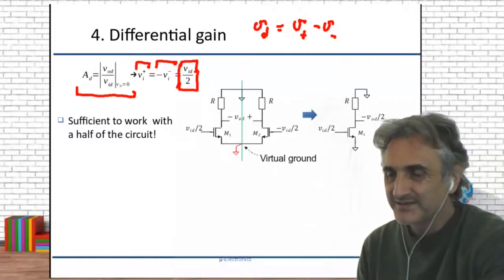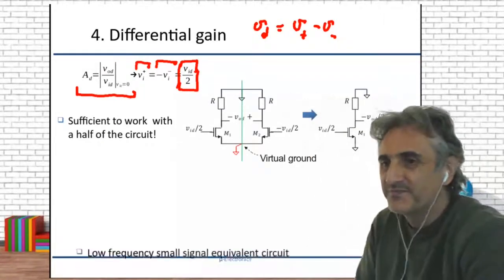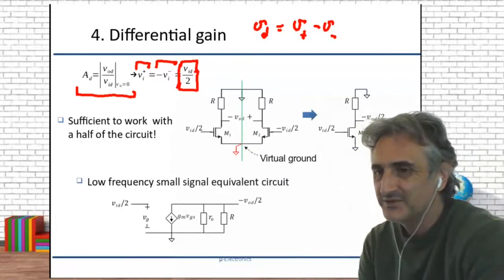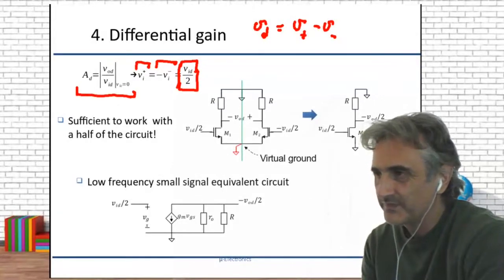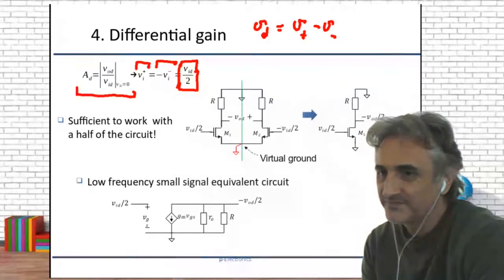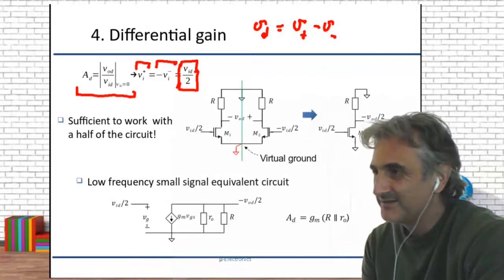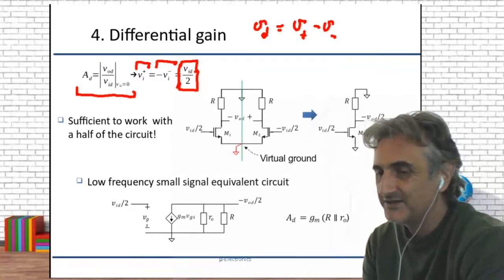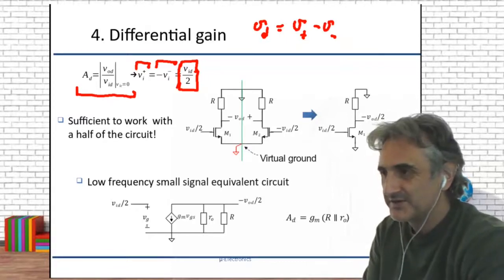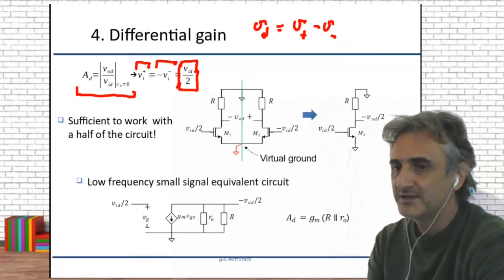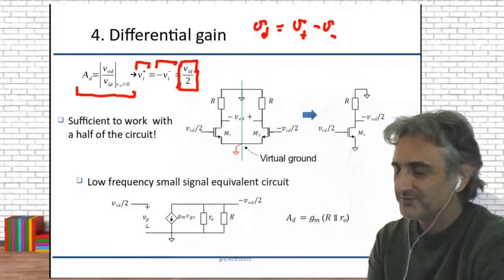And then this is very easy to understand, because the small signal circuit is just the small signal of a common source amplifier. So the gain is just the transconductance multiplied by the output resistance in parallel with the branch resistance. It's very easy to calculate. It's not even worth spending time on that.